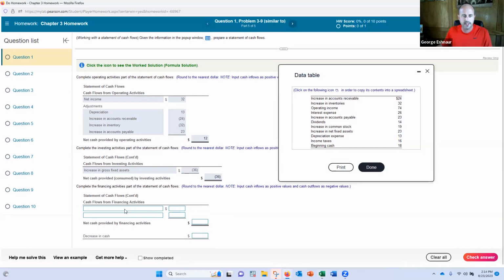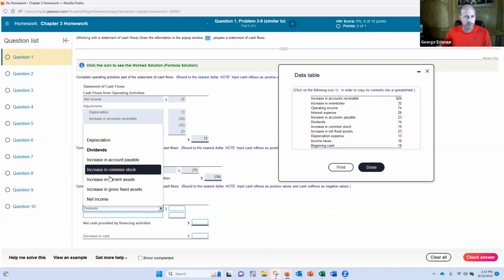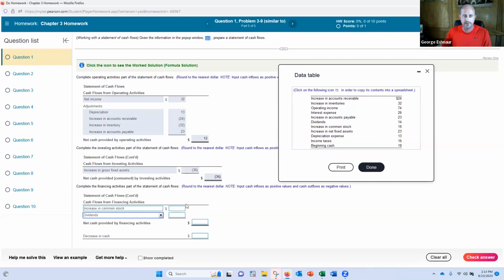That leaves us with our financing activities, which is what I said about dividends. We'll do common stock first and then dividends get paid out afterwards. Increase in common stock means we sold equity, so in terms of cash flow, we would have collected the cash. Increase in common stock is 19. Dividends would be an outlay of 14. And the difference would go in here.